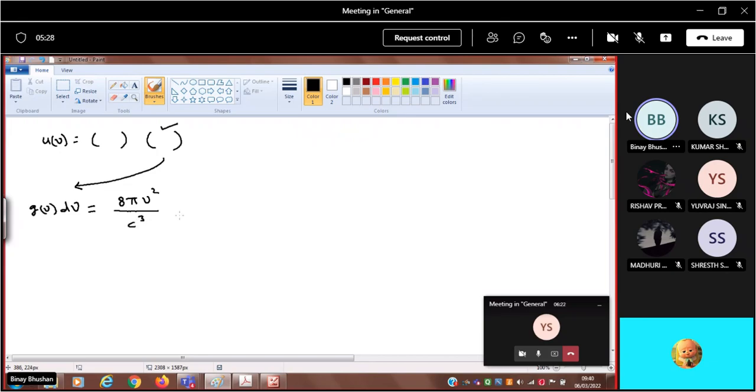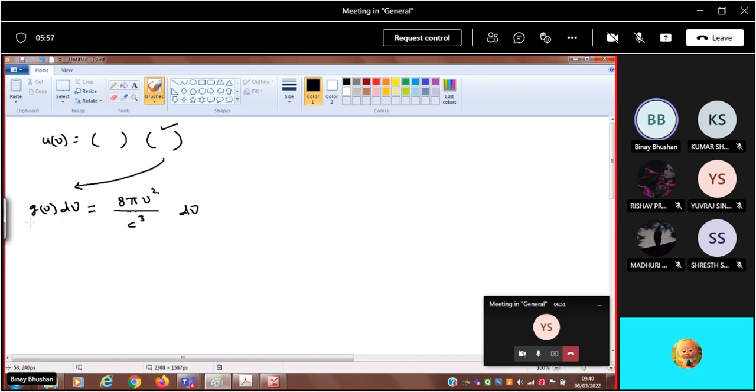Square by c cube d nu, right? This we derived. Yes, sir. This is the number of standing waves. Now, as I told you earlier, I am very poor in remembering any formula. If I am writing any formula correctly, that means I am writing it because of some concept.